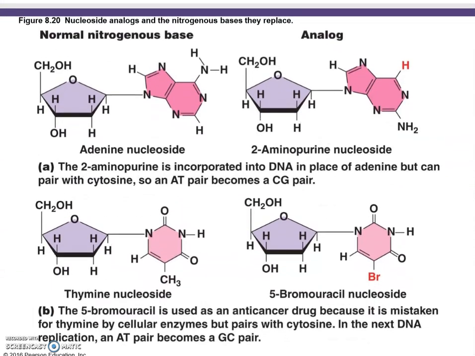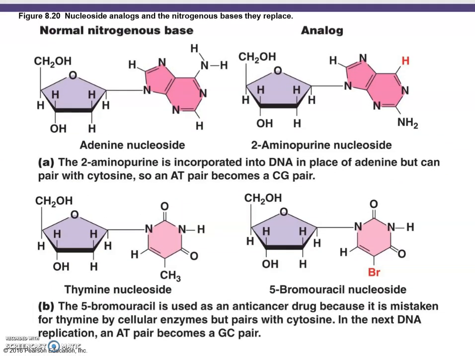Here are some examples of how nucleoside analogs can actually cause flawed base pairing. So here we have 2-aminopurine that's incorporated into the DNA in place of an adenine, but it can pair with cytosine. So an AT pair becomes a CG pair, and of course that's a mutation. Here's another example, a 5-bromouracil that's actually used as an anti-cancer drug because it's mistaken for thymine, and then it causes the AT pair to become a GC pair.